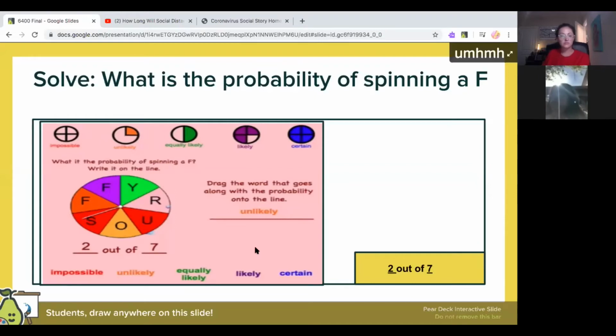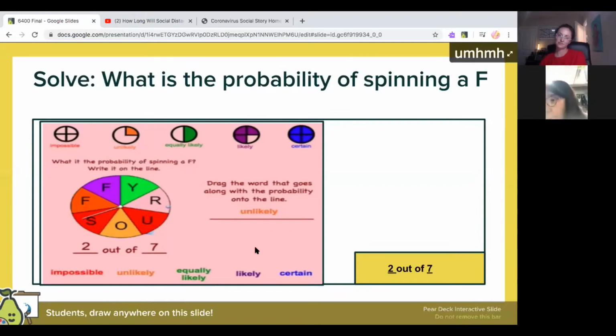Our next aspect of probability, we're looking at our task to solve: what is the probability of spinning an F? Remember in the beginning of our math lesson, we looked at the probability pie chart. So here we see it again in this problem. First, when we look at our pie chart, we have to ask ourselves the question, how many slices do we have in this pie chart? So let's count the slices.